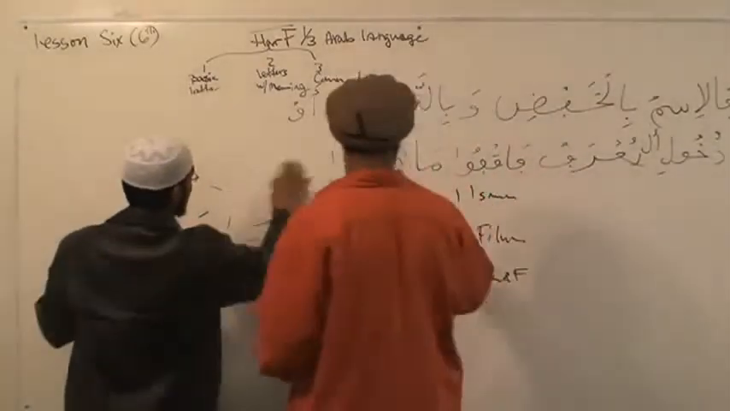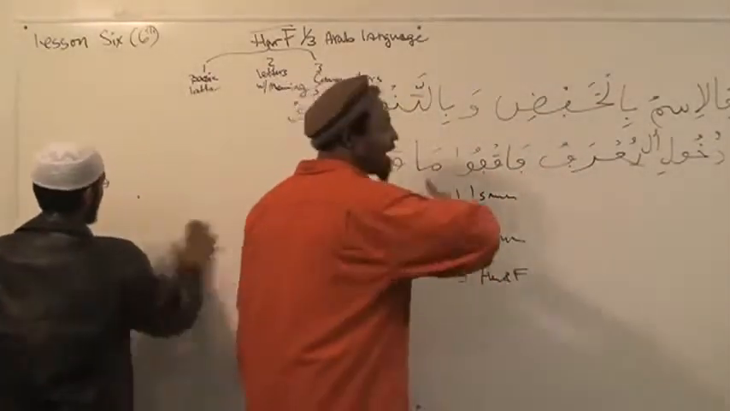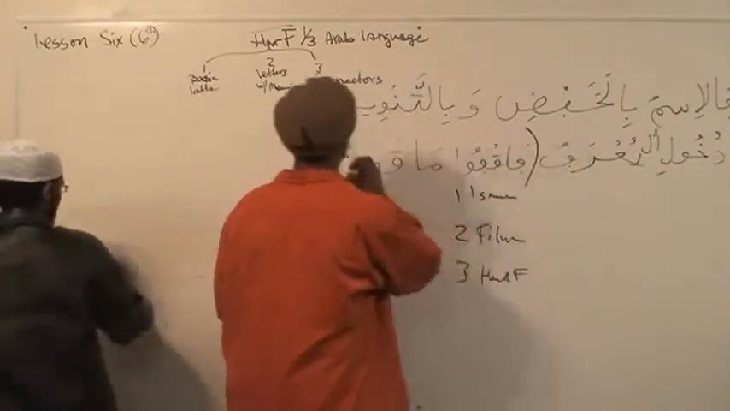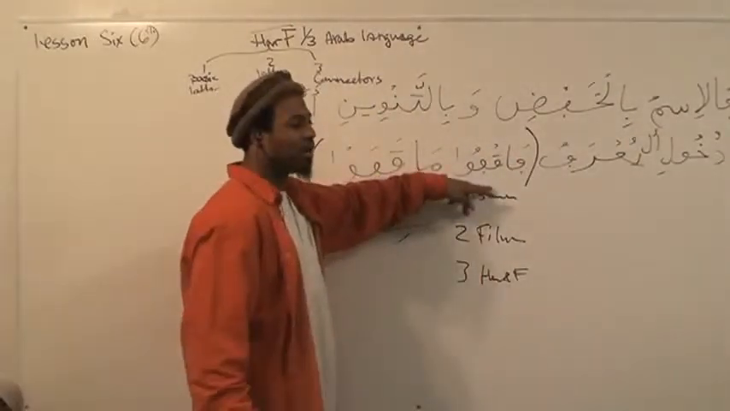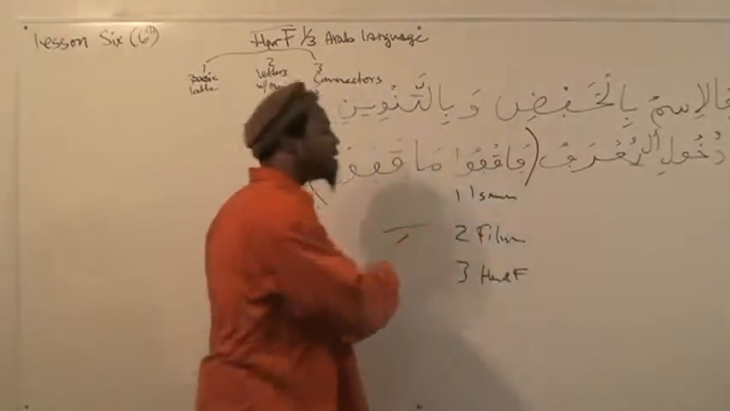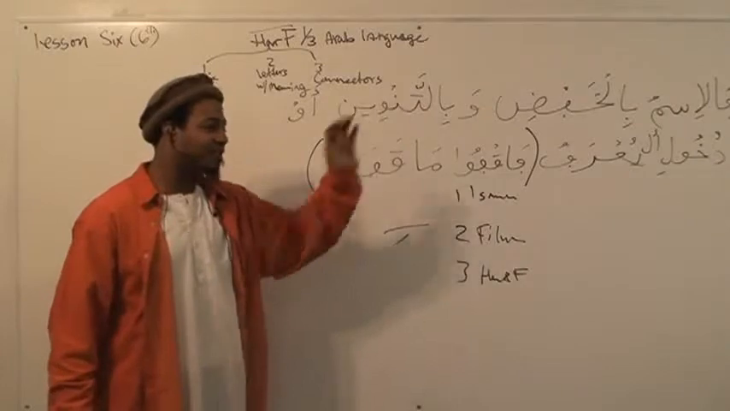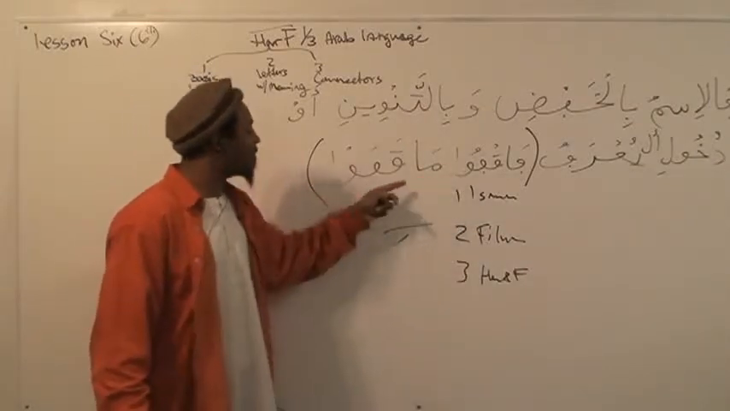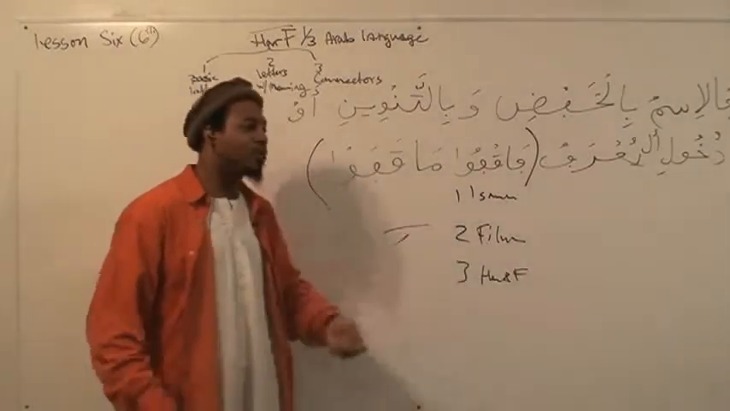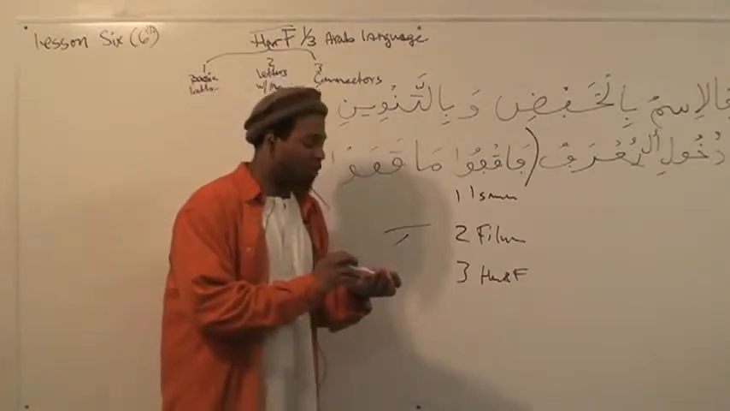Faqfu al-qufuwa, al-qafwa is to follow. This part of the poem right here, Faqfu ma qafal, is in order. It means follow the path of those people who went before you. Okay? Usluk tariq as-salaf as-salih. Follow the path of the ones that came before you. Meaning, this is Arabic language.